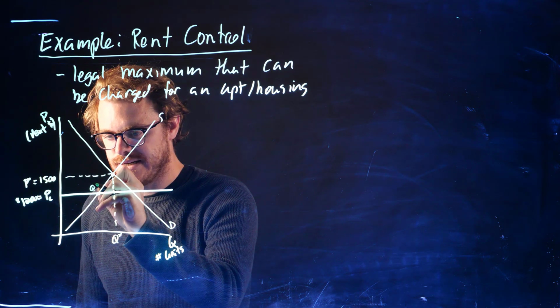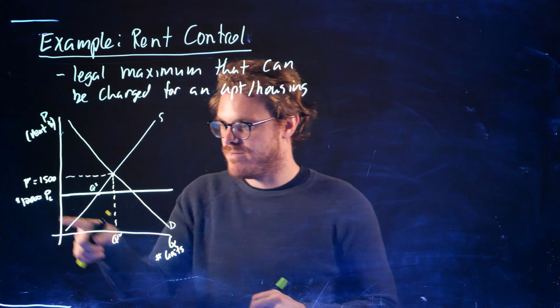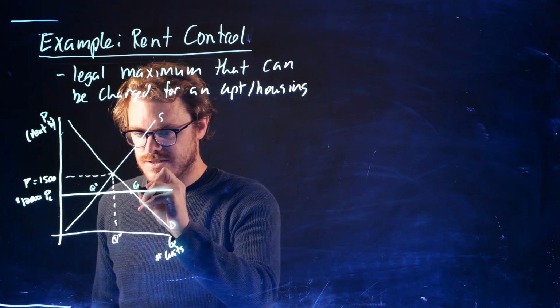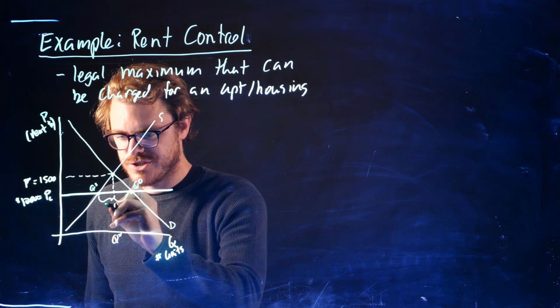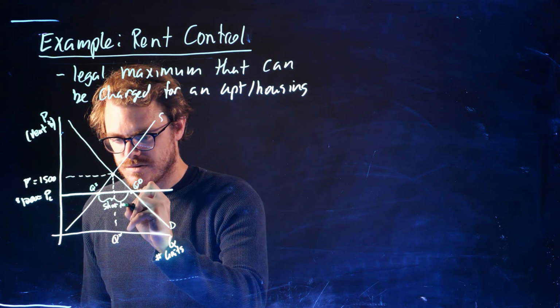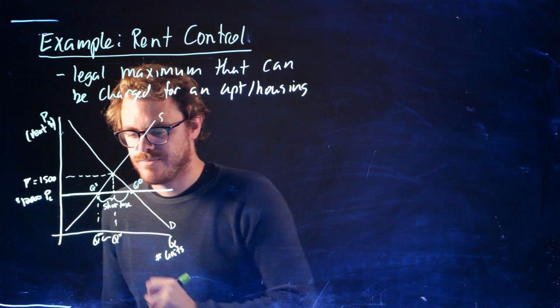Well, it's going to have these classic repercussions of a binding price ceiling. This is the quantity supplied, so this is the amount of apartments willing to supply at this price of $1,200. This is the quantity demanded. And so we have this shortage. And the quantity is going to go down.